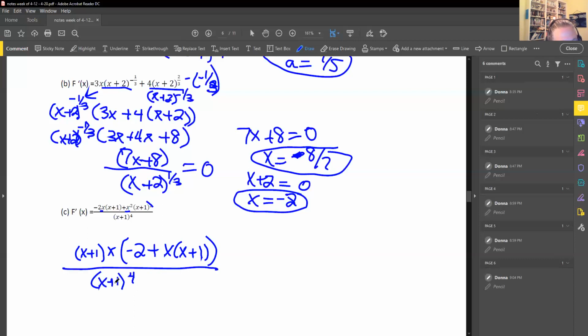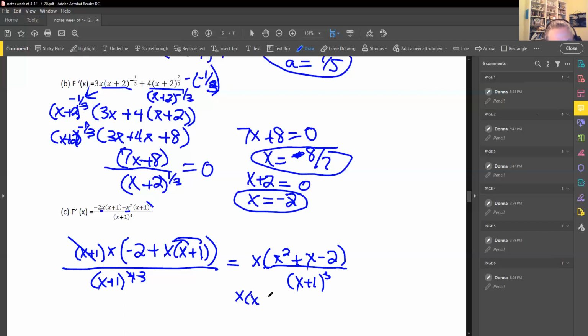So that will cancel with one of those, and that becomes a cube. So I have x. If I distribute this through, I get x squared plus x minus 2. Now we have this here. That top will factor. That's going to be x plus 2, x minus 1, I believe. Yep. Over x plus 1 cubed.